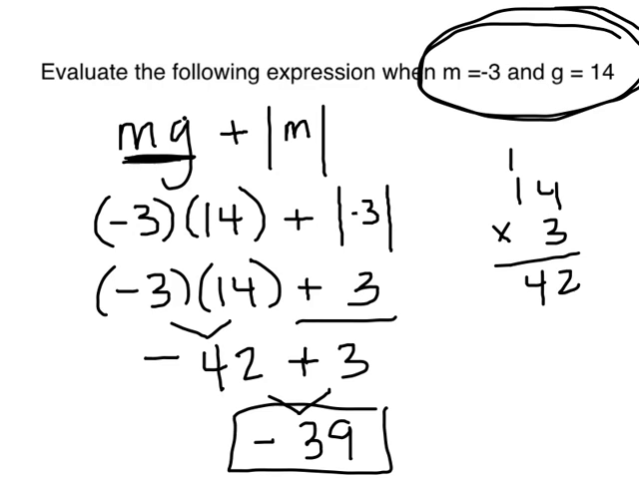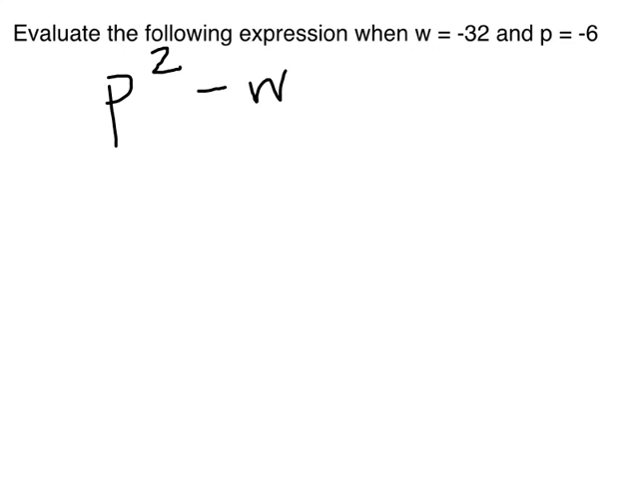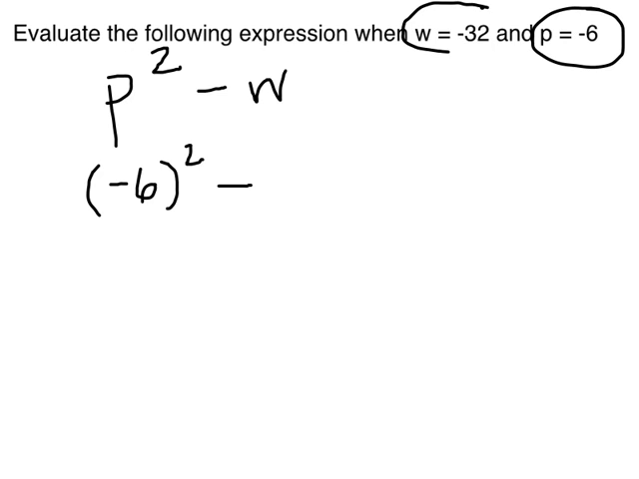Let's take a look at one more. Evaluate the following expression when w equals -32 and p equals -6. Same thing, I have an expression that only has variables, so I want to go through and plug in the values that I was given for each variable. Instead of p squared, I'm going to write -6 squared, because p equals -6. Minus, instead of w, I need to enter -32.